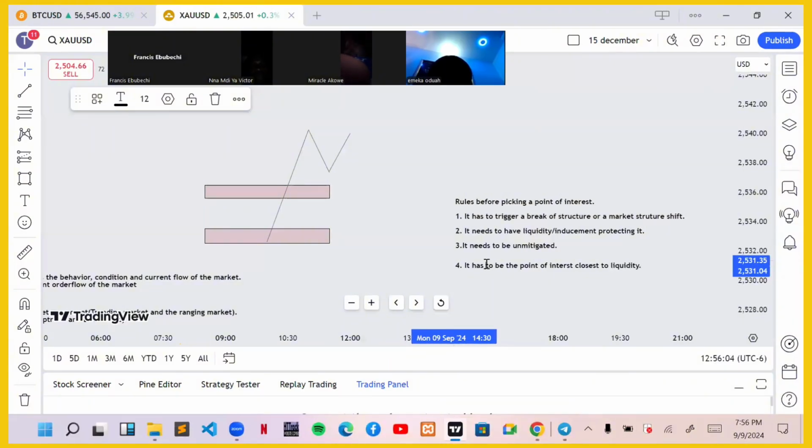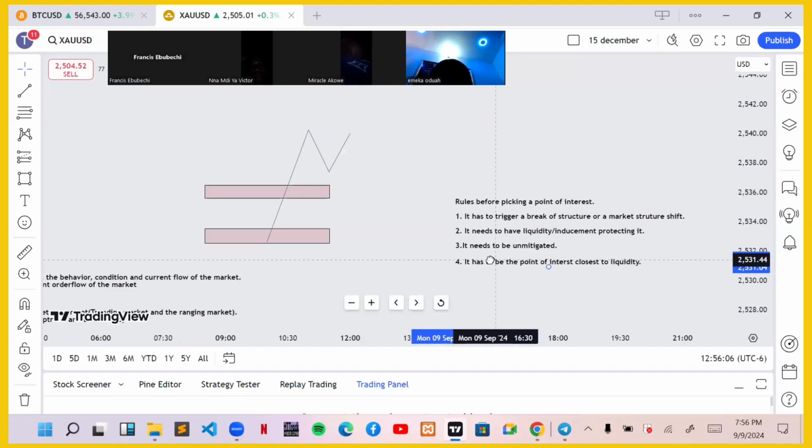Now, it needs to be the point of interest closest to liquidity. Now, what do I use as my liquidity inducement? If you look at all these rules and you follow them correctly, make sure you're getting these rules down, you can have an 80 to 90% win rate with this strategy. One, it has to trigger a break of structure or a market structure shift.